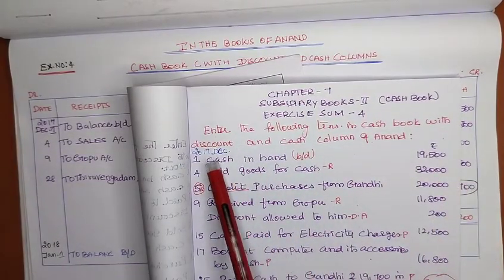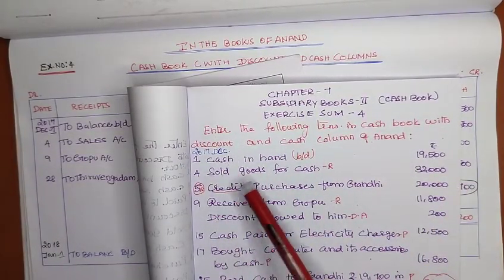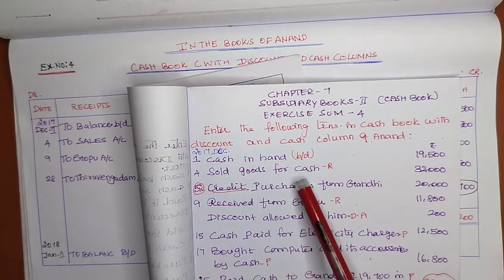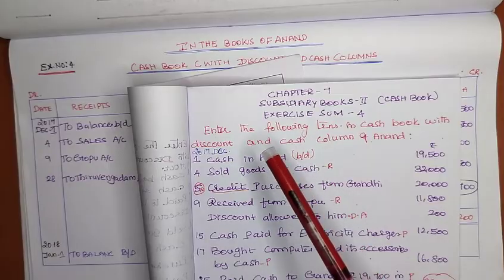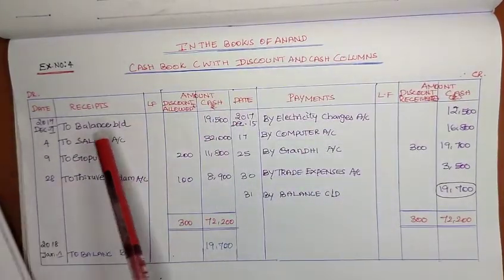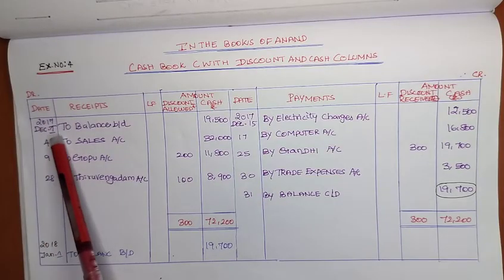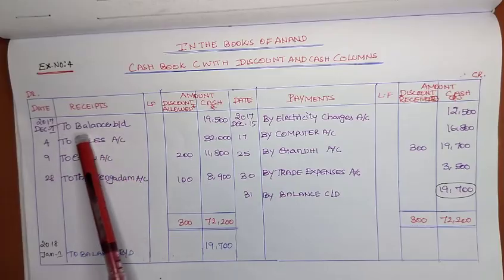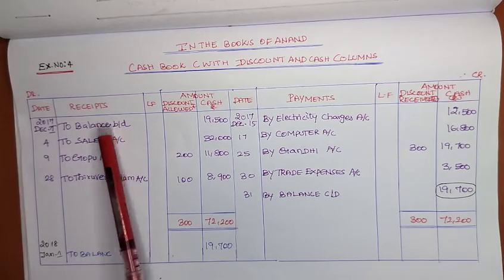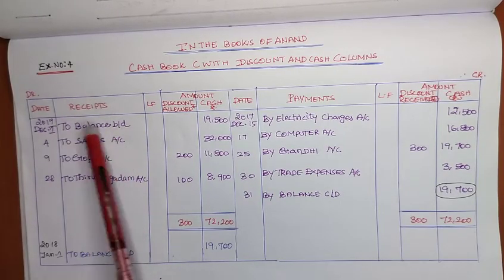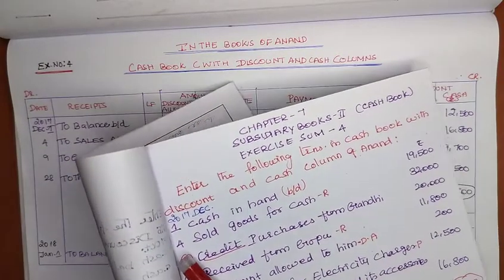The first transaction is 2017 December 1, cash in hand. We know cash in hand means the opening balance of the cash book. Always we have to enter the opening balance of the cash book into the debit side. So, dated 2017 December 1, To balance brought down 19,500. To balance brought down means the opening balance of the cash book, and we always enter it in the debit side. Okay.